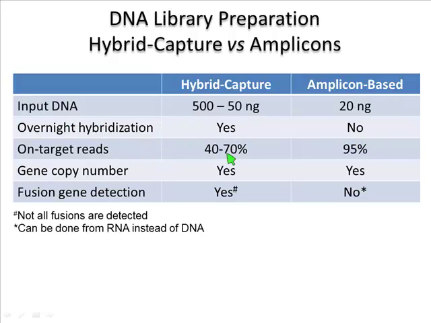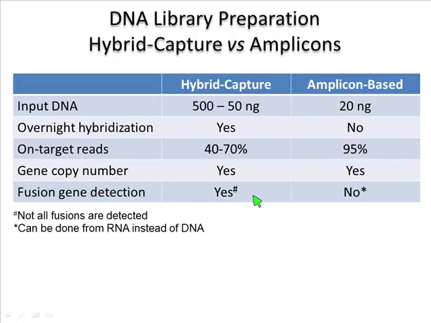The on-target reads, meaning you're getting what you want out of this process, is higher with the Amplicon-based approach. There is some noise coming through in the hybrid capture approach. Gene copy number can be assessed by both these approaches. That's actually not widely known, but we will be publishing on the Amplicon-based side shortly, and I'll show you some data that's not yet published.